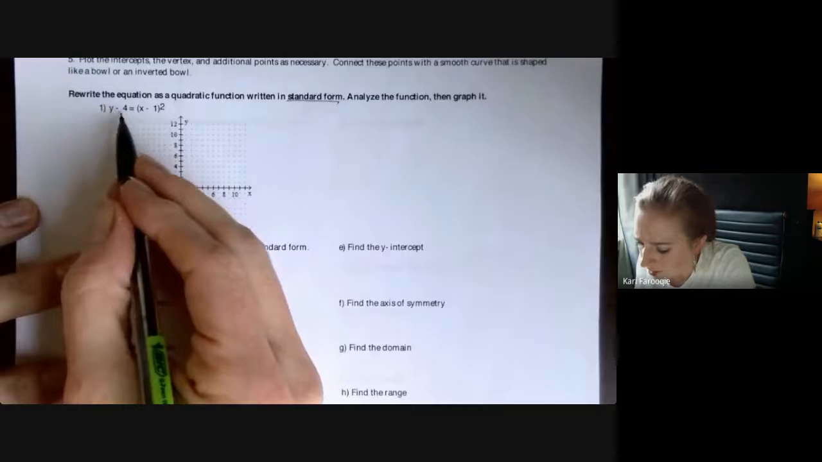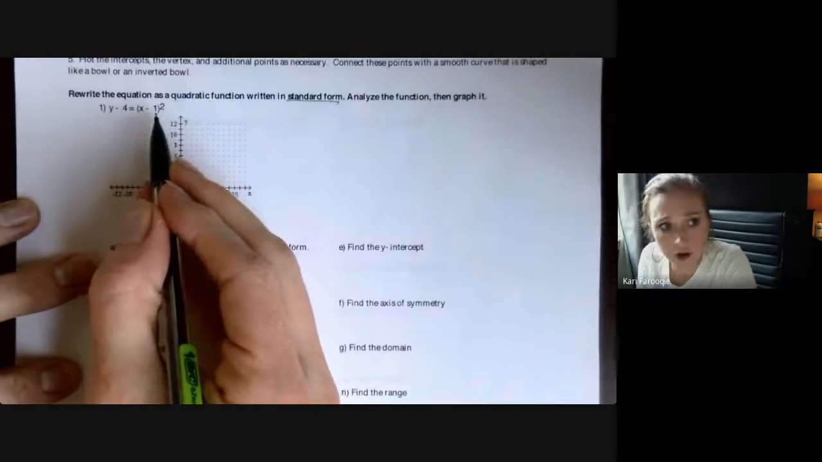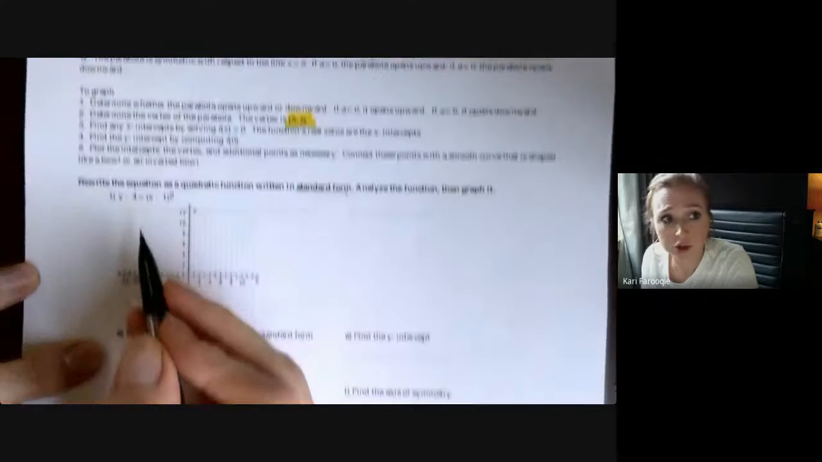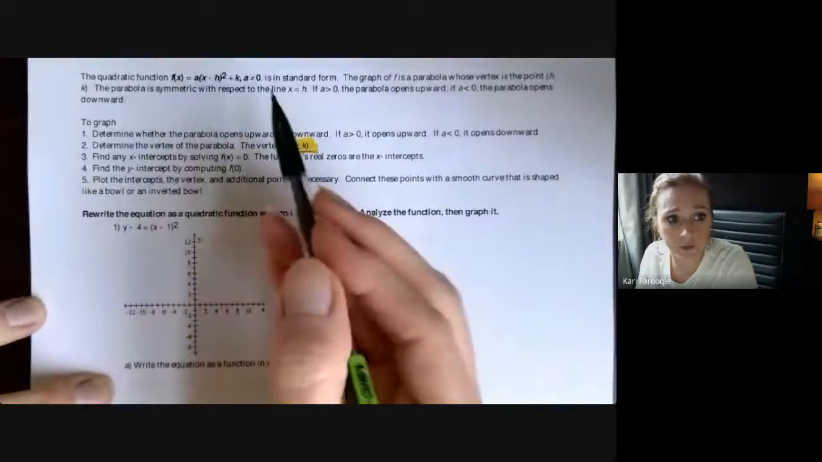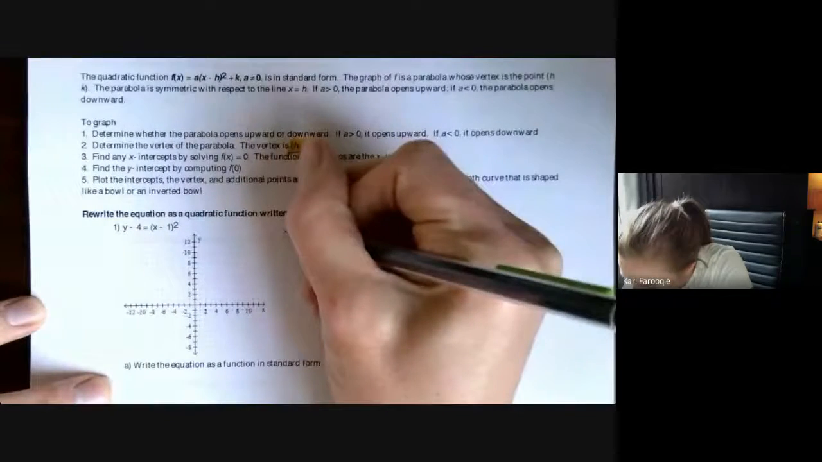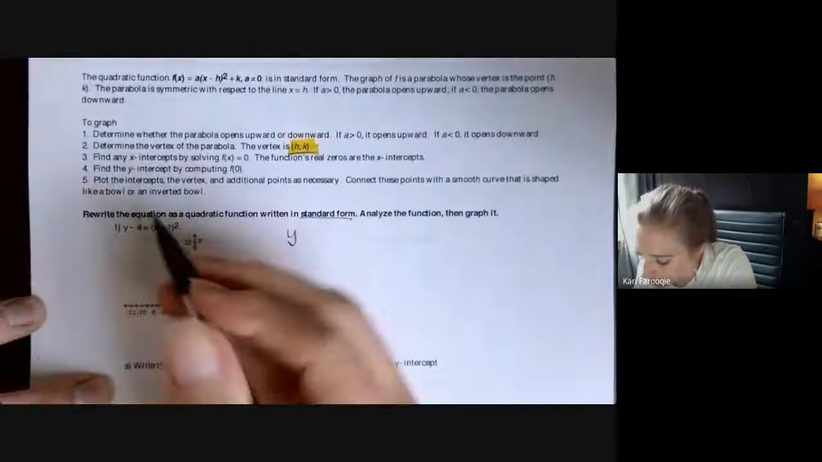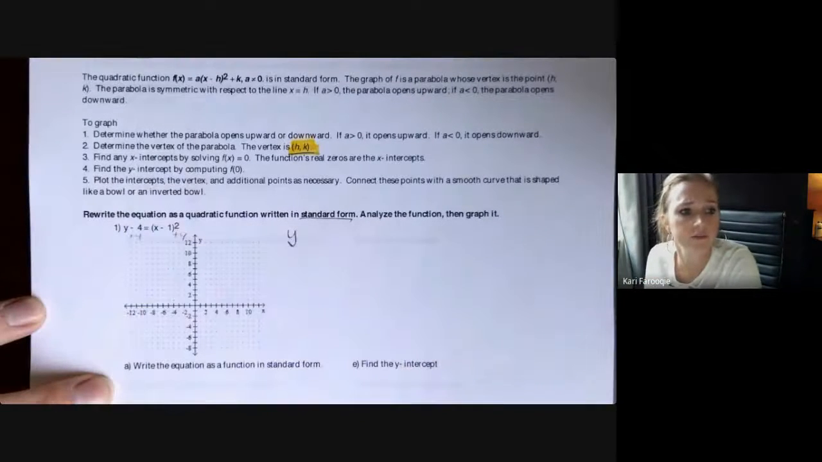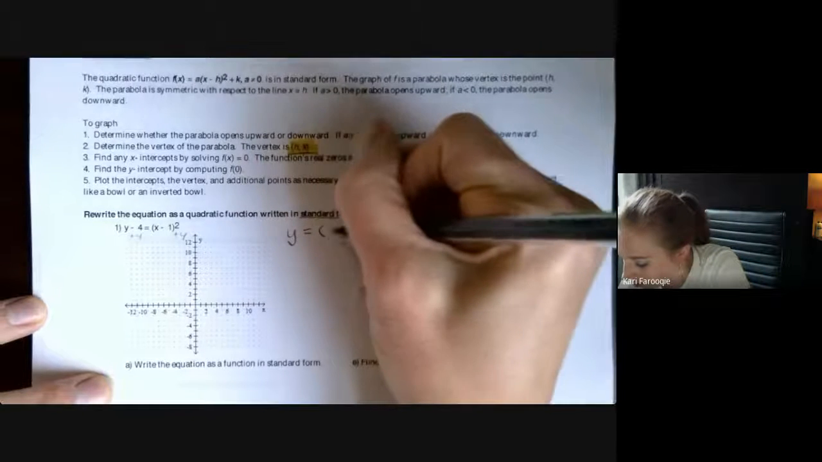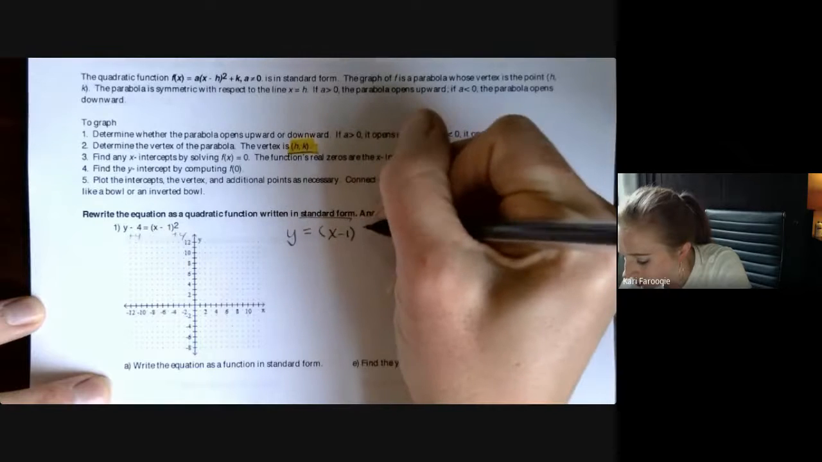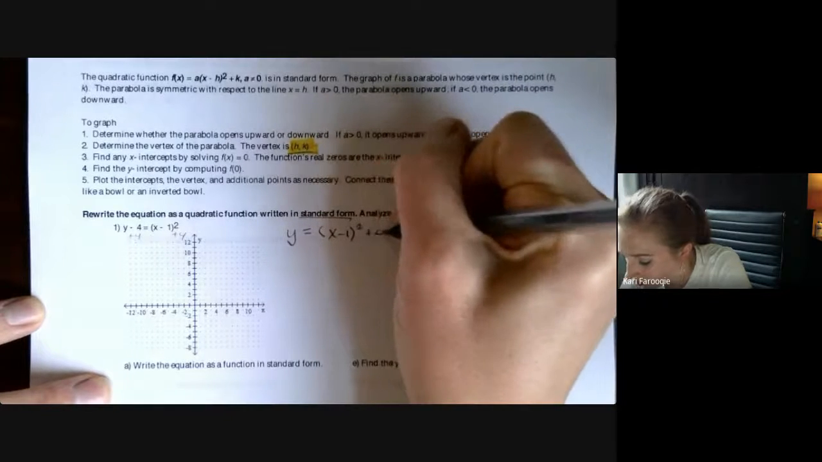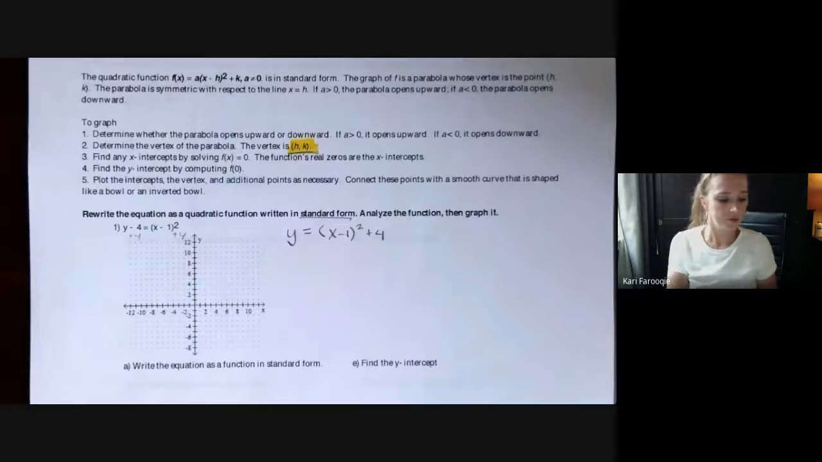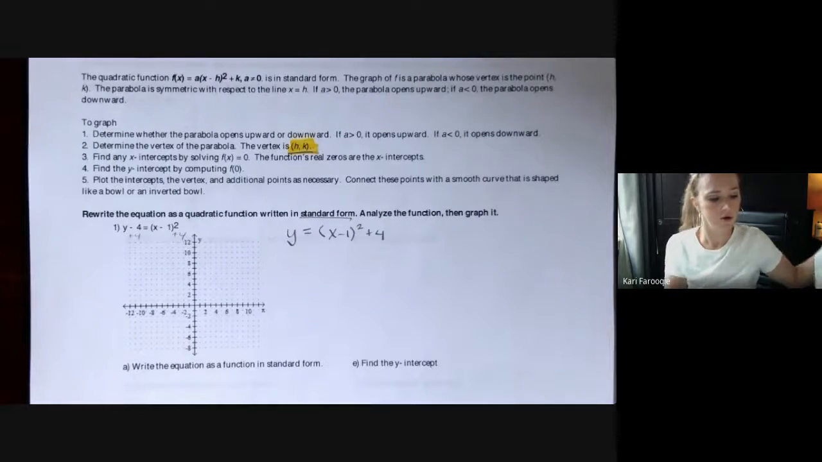Right now I have y minus 4 equals x minus 1 quantity squared, but we're really close to getting it in standard form. If I want to write it in standard form, I can just take this 4 and add it on both sides of the function. And when I do that, now I have y equals x minus 1 squared plus 4. And now we are in standard form.